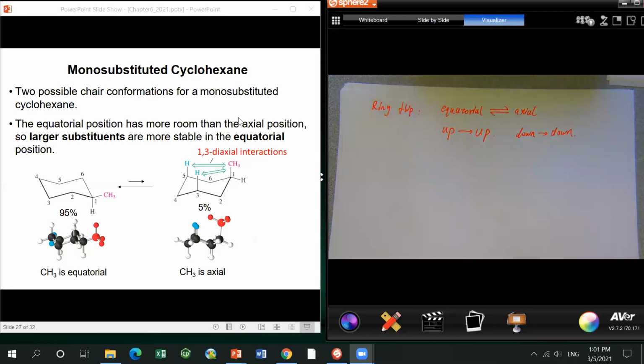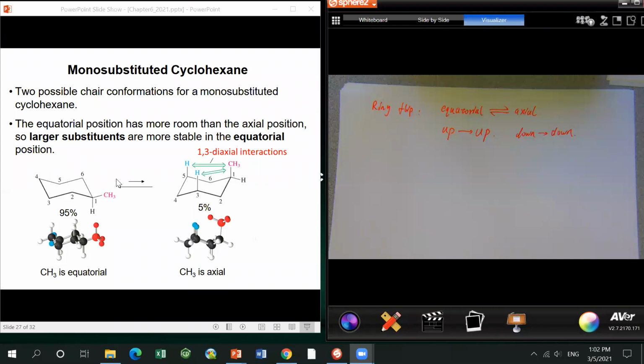All right, so now we go back here. We start to talk about monosubstituted cyclohexane. When you do a ring flip structure, there are two possibilities. One is to put this monosubstituted group in the equatorial position, and then we do the ring flip and put it in the axial position. Last time we learned that the axial position is not stable. There's a 1,3-diaxial interaction, that's the steric strain.